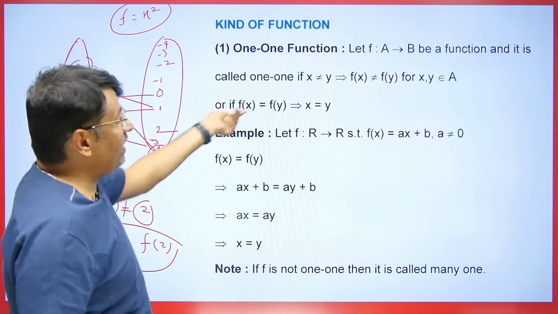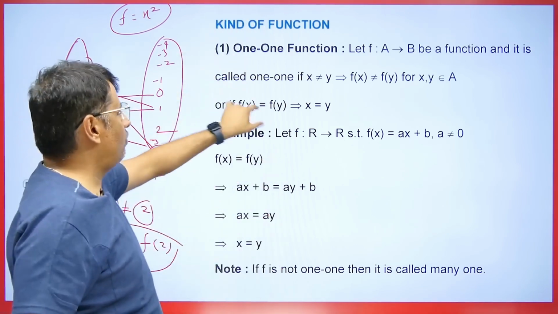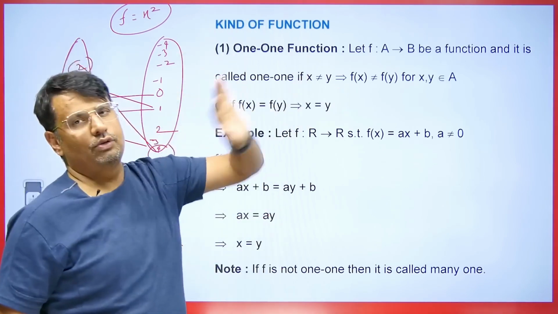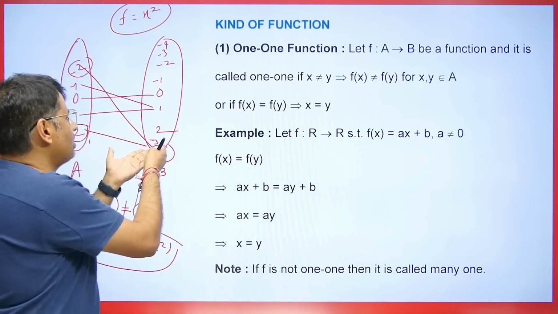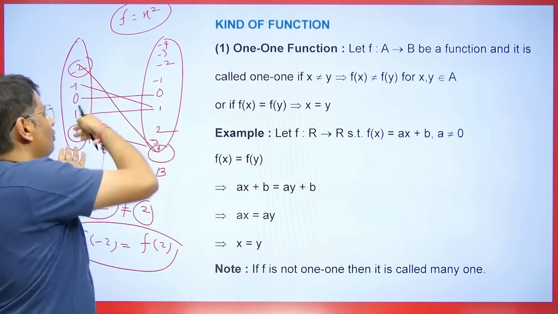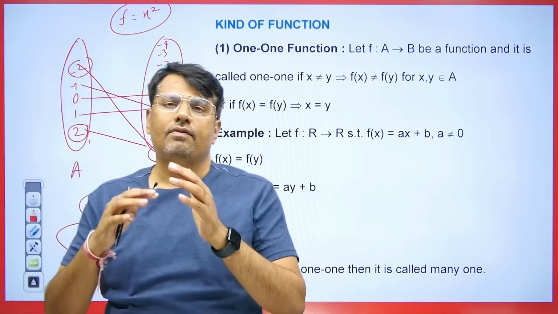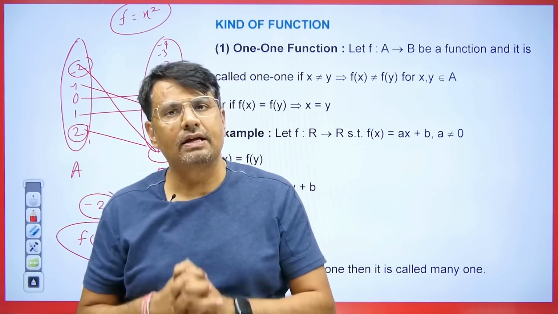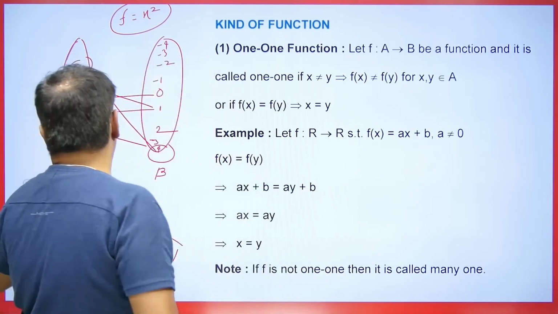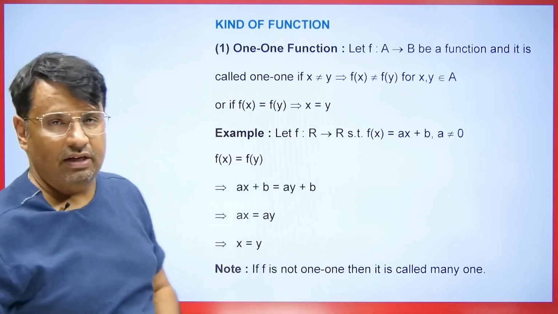If by chance f(x) is equal to f(y), it means if the value of both functions is equal, then x and y will be equal to each other. So as you guys can see here that 4 and 4 are equal, but here -2 and 2 are different. That's why this function is not one-one, okay? It's not a one-one function.